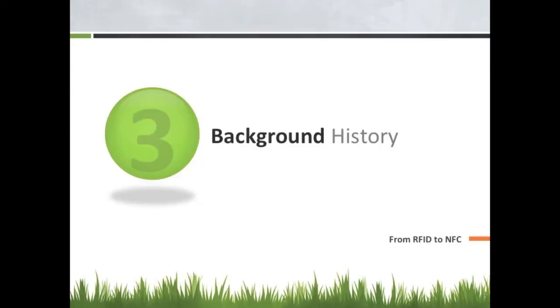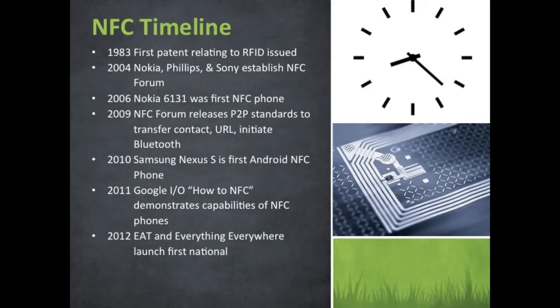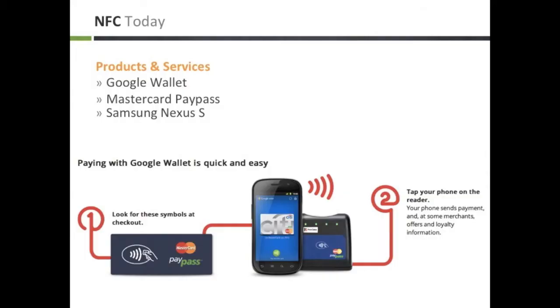While NFC seems to be fairly robust and taking off around the world, it wasn't always so. If you know what RFID is, radio frequency identification, then you know a great deal about NFC. Essentially, the biggest difference between NFC and RFID is that NFC is a two-way communication and evolved from the one-way communication that RFID provides. As you can see, the first RFID patent was awarded in 1983, and it wasn't until 2004, when the NFC Forum was created by Sony, Philips, and Nokia, that NFC started to take off.